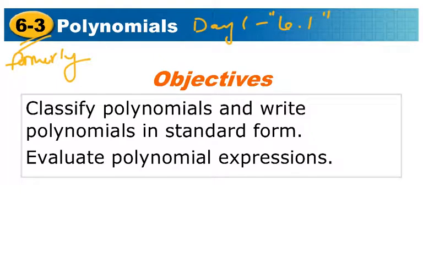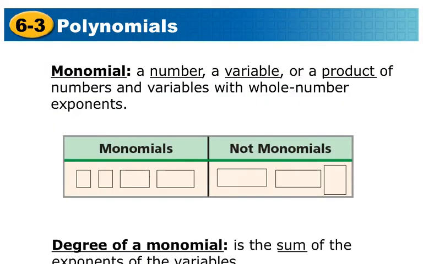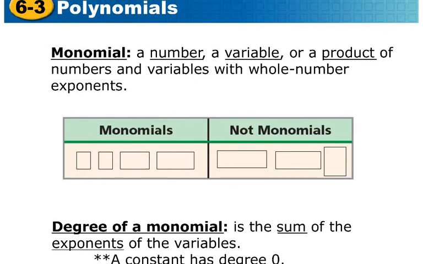So we're going to classify polynomials, write them in standard form, and evaluate them. So here we are with a monomial. A monomial is a number, a variable, or a product of numbers and variables with whole number exponents. So again, number, variable, or a product. We'll go over some examples right down here.